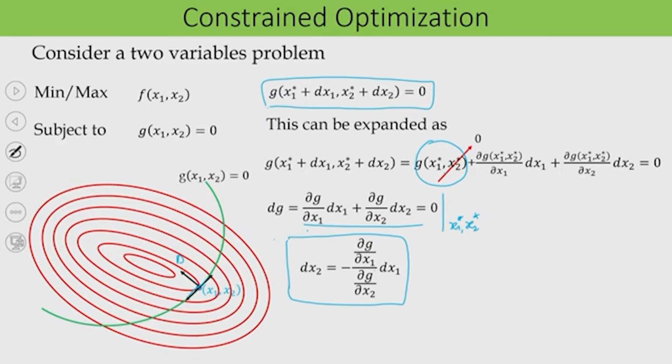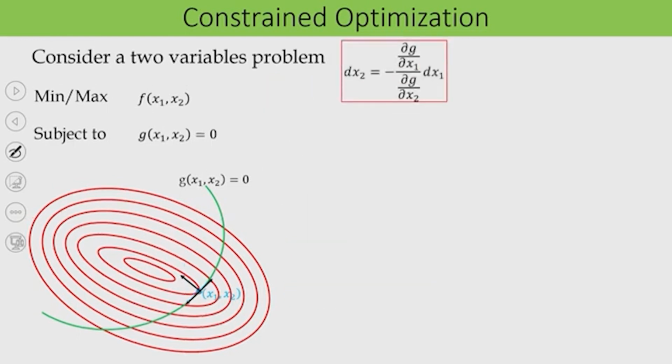I cannot go along the direction d, because if I go along that direction, the new point you get will be in the infeasible region, not on the constraint line. So that solution is in an infeasible region. I can only go along the constraint line. Therefore, the new point can be calculated using this relation: dx2 equals minus del g by del x1 divided by del g by del x2 times dx1. Okay, so I am getting this relation, and now the optimality condition.